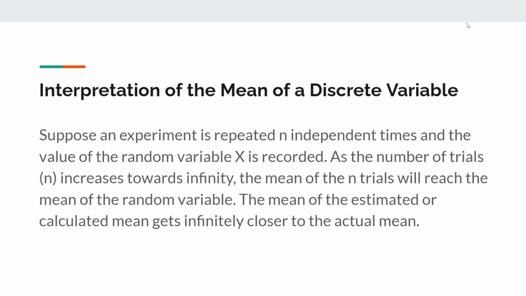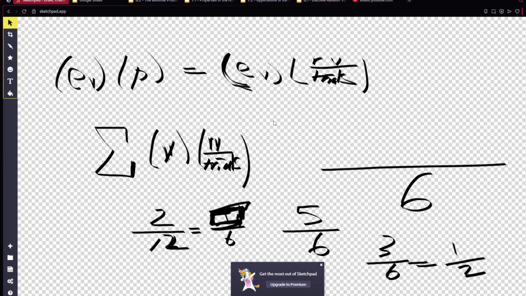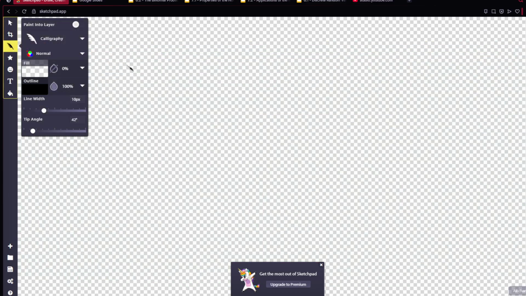So what's the interpretation of the mean of a discrete variable? Suppose an experiment is repeated n independent times and the value of the random variable x is recorded. As the number of trials increases towards infinity, the mean of the n trials will reach the mean of the random variable. So the classical method gives us, it's simply the law of large numbers. That's important to note.